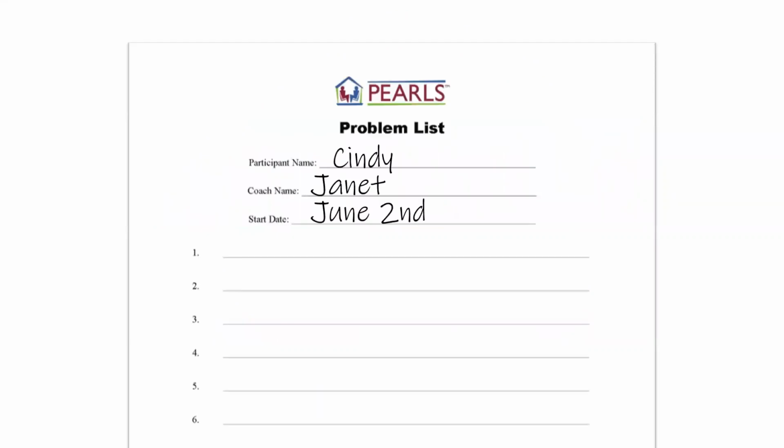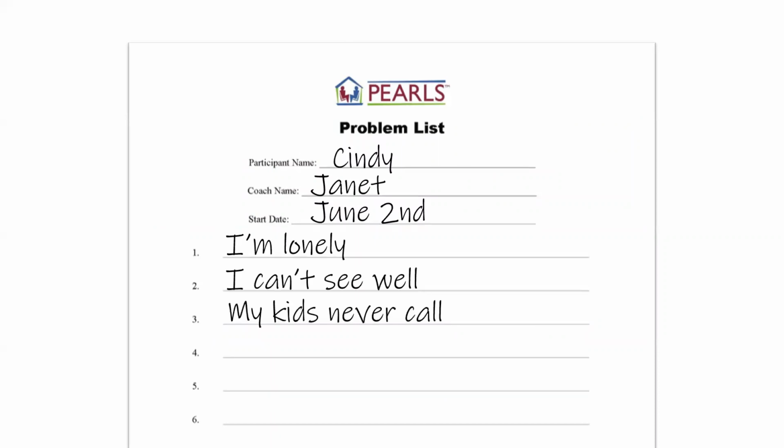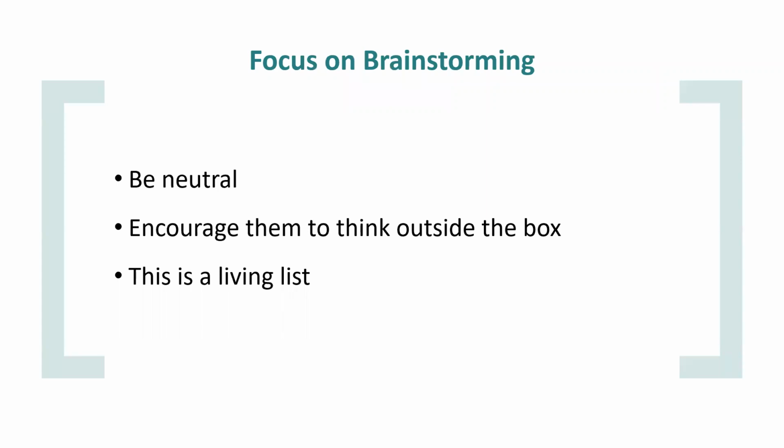For example, some problems might include I'm feeling lonely, I can't see well, my kids never call, and I miss gardening. When you're generating the problem list, it's important to really focus on brainstorming with the client and creating a reference list that they can use over the course of your time in Pearls.